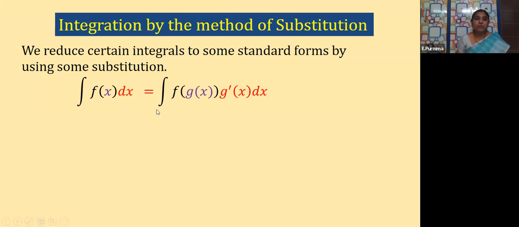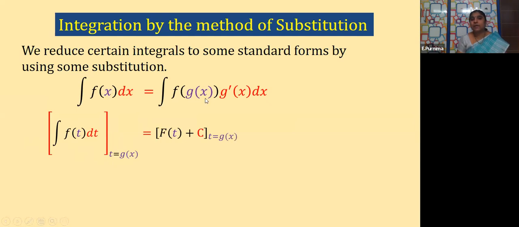Clear? Now here it is nothing but integral of f of t dt, where t is equal to g of x. Means what? The function whatever you are taking, which is to be replaced, that I am taking as g of x. I am considering that g of x as some variable t. I am considering that term as t. Clear? So now what I am doing, I am trying to convert my given sum which is in terms of x. The entire function is now converted to t.